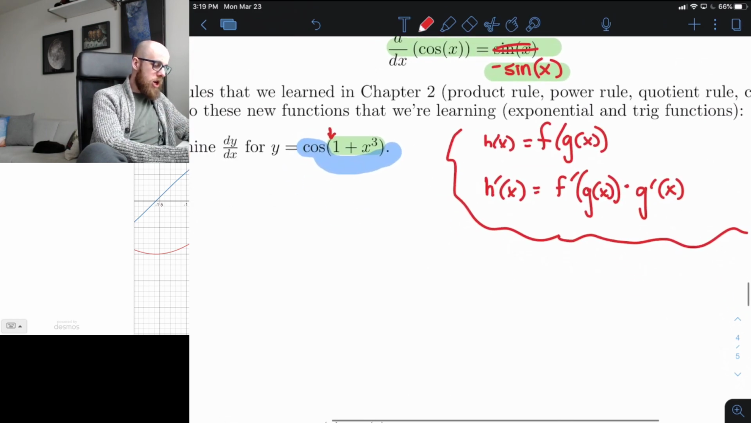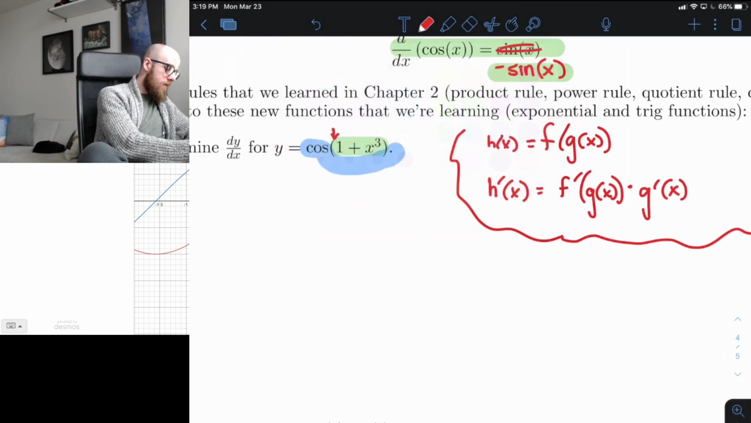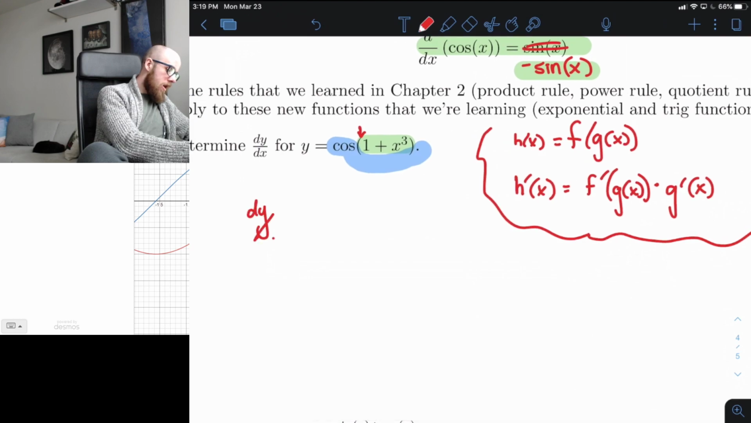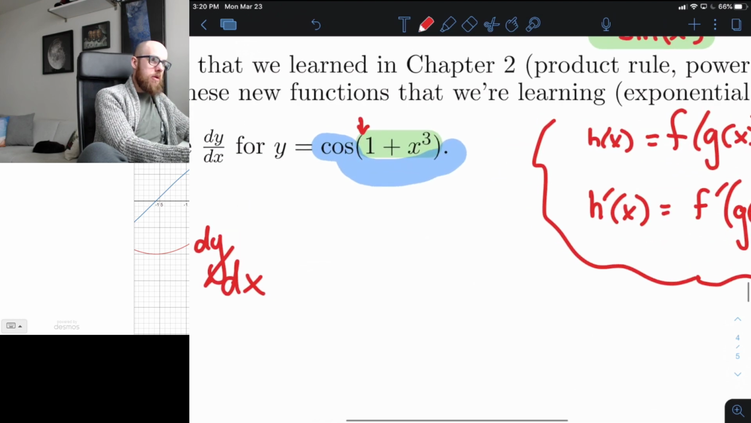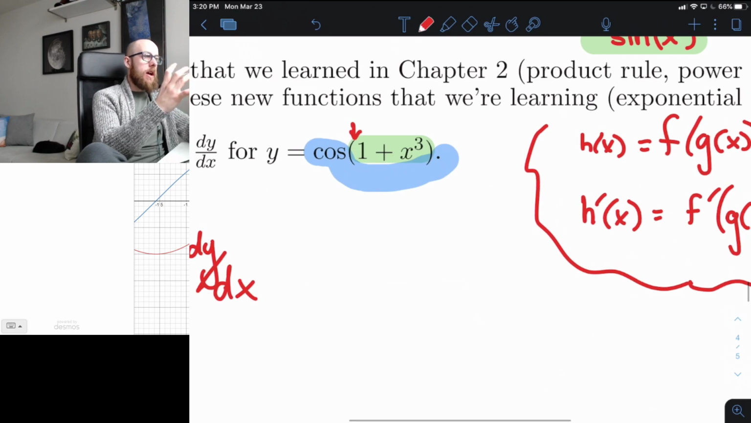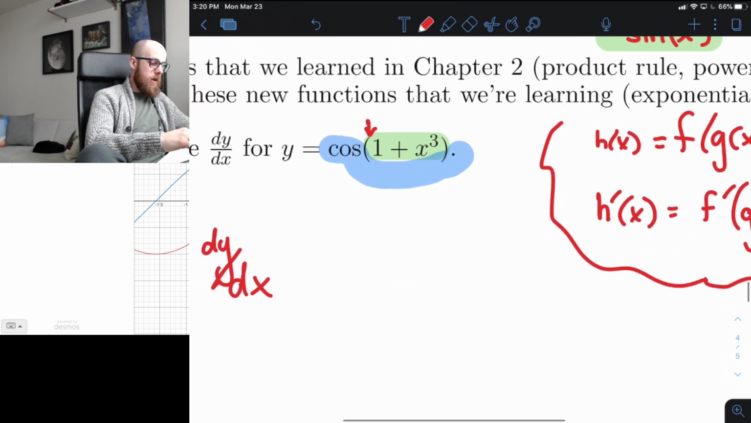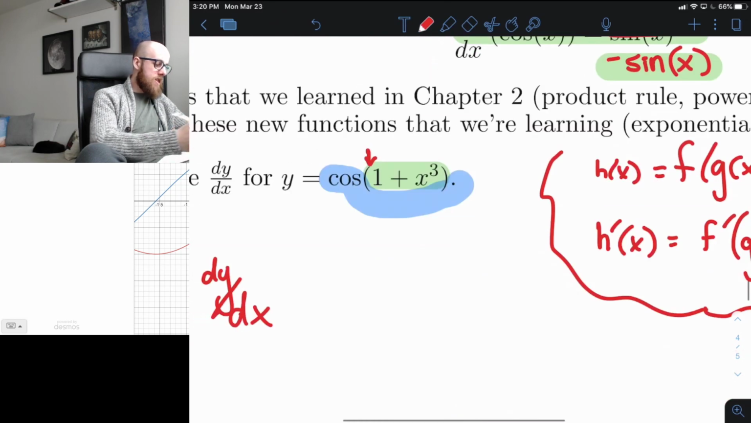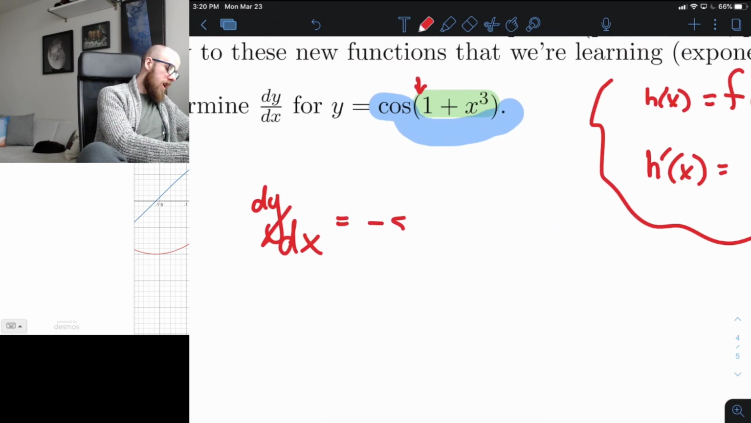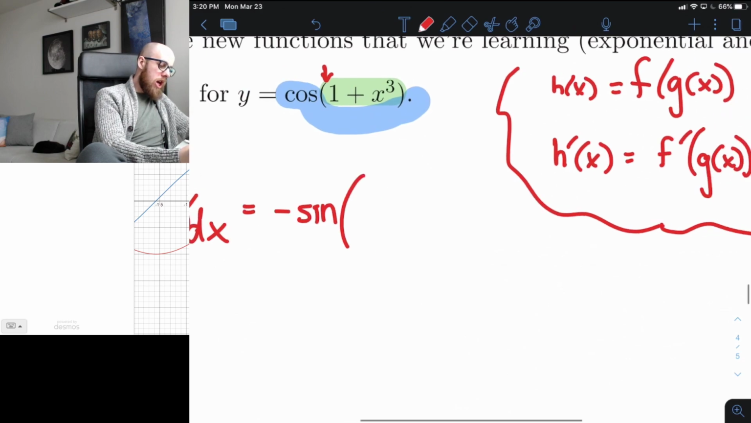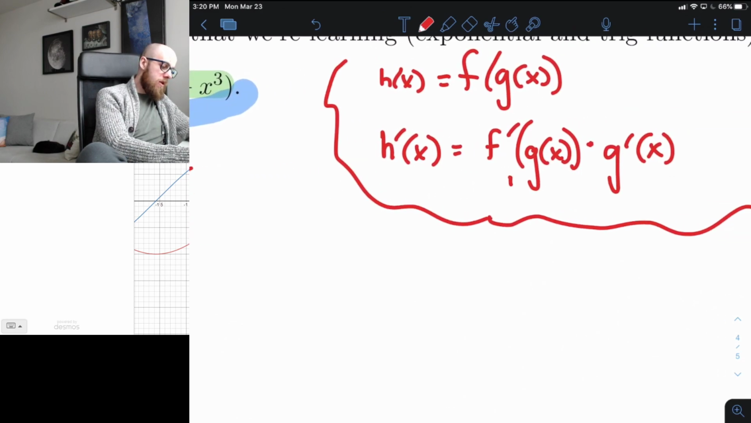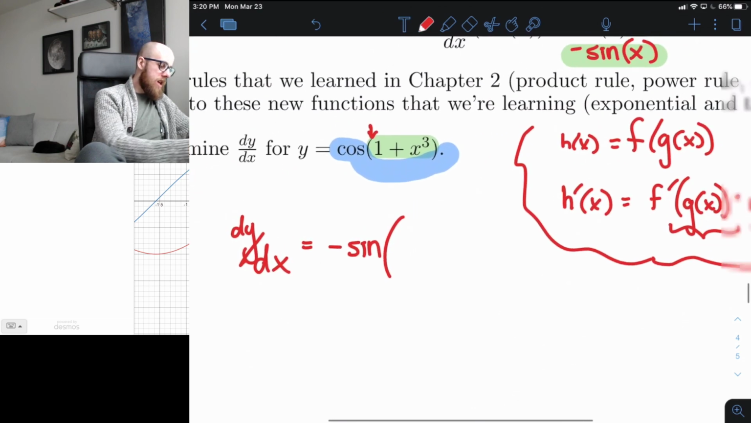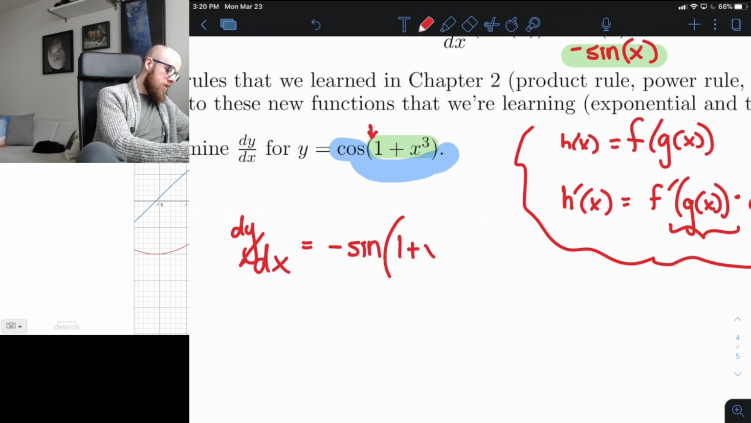All right, so let's apply our chain rule. So I start off with the derivative of my outer function. So now my outer function is the cosine function, so the derivative of cosine is minus sine. So I'll get minus sine. And now the chain rule tells me that I take the derivative of the outer function, but I keep the inner function the exact same. So I'm going to keep my inside function the same, 1 plus x cubed. And that is the derivative of my outer function.